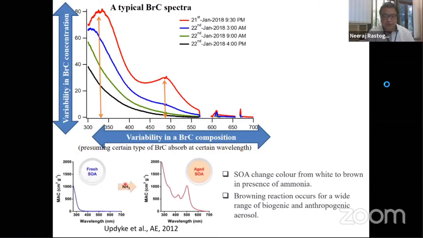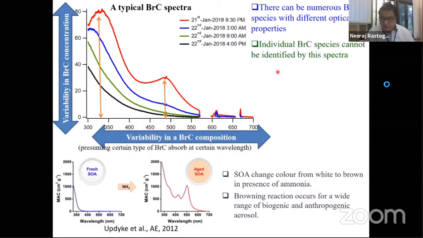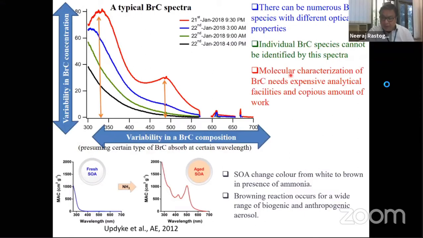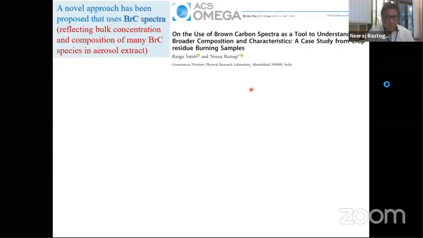People have shown that if fresh SOA is exposed to ammonia for a longer time, you can actually make brown carbon. For example, SOA changes color from white to brown in the presence of ammonia. This browning reaction occurs for a wide range of biogenic and anthropogenic aerosol. So there can be numerous BRC species with different optical properties. Individual BRC species cannot be identified by spectra alone because it is a mixture of all the BRC. People are trying to do that on multiple levels, but molecular characterization of BRC needs very expensive analytical facilities and copious amounts of work. So, just to circumvent that, we proposed a novel approach where we use simply BRC spectra to draw information on the broader composition and characteristics of BRC.